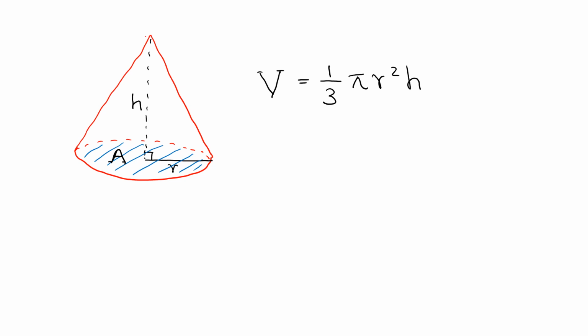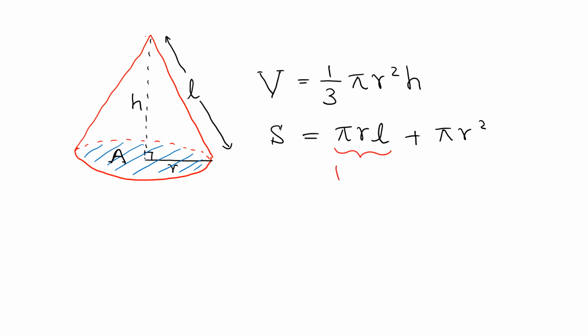And for the surface area, there are two types of surface area. One is the lateral surface area. For the lateral one, this length is L, the lateral length, and it is simply pi r L. So that's the lateral surface area, plus the base, which is just a circle, so it is pi r squared.